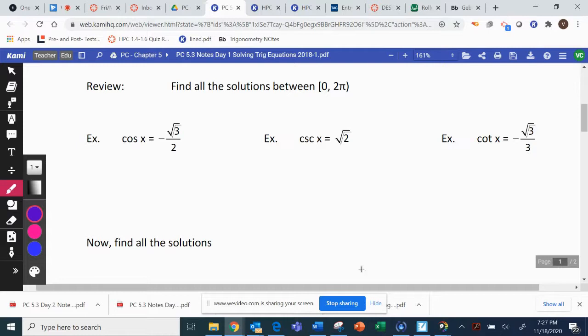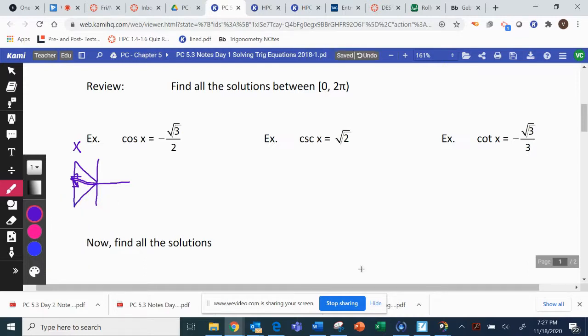So where is cosine x equal to negative square root 3 over 2? I'm going to think about cosine being the x values. X values are negative to the left. So it could be in the second quadrant or the third quadrant. That's where we could have negative cosine values.